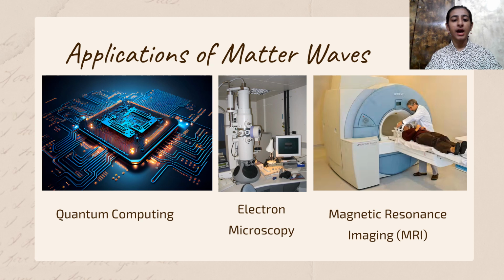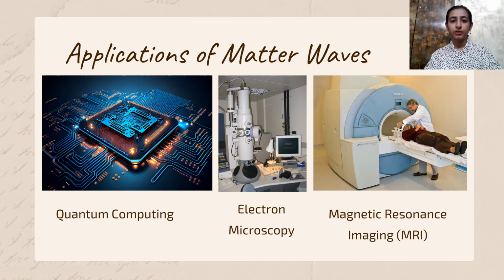So here are some of the applications of matter waves. First up, we have quantum computers. Quantum computers use qubits which can exist in multiple states simultaneously due to superposition. This superposition is represented by matter waves. Quantum gates manipulate these matter waves to perform operations on qubits, allowing quantum computers to process information in parallel. Another quantum phenomenon related to matter waves enables qubits to be correlated in a way that the state of one qubit is dependent on the state of another.